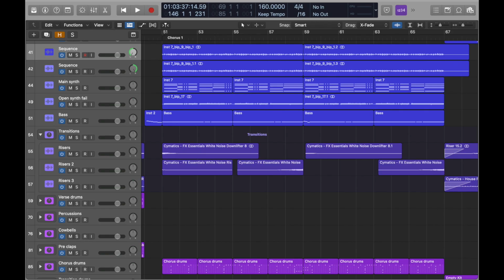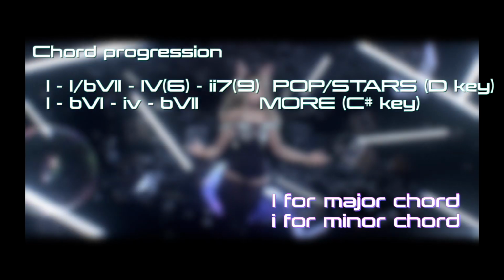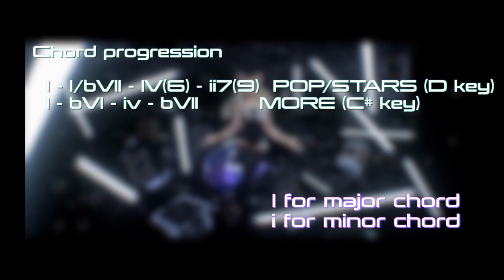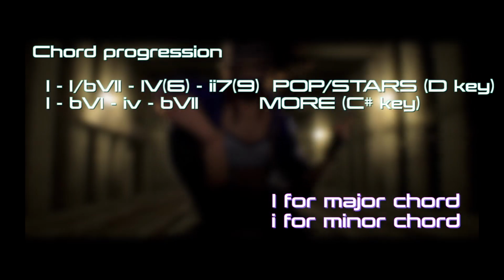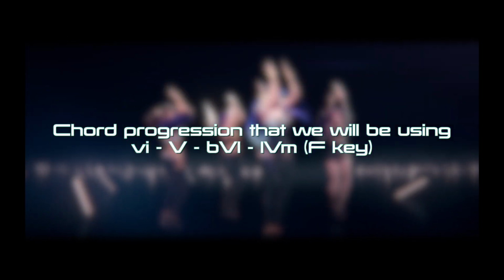Before we actually get into the chorus, we need to take a look at the sound of KDA. What actually creates that KDA sound? If we take a look at their most popular two songs, Pop Stars and More, the chord progression used on the chorus is very unique. It uses some chords that we rarely hear such as the flat 6 and flat 7. We can apply some of those chords in the synths to create that KDA feel.